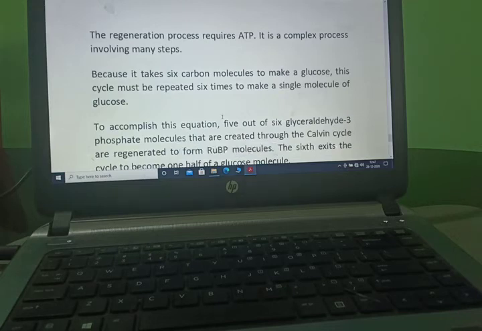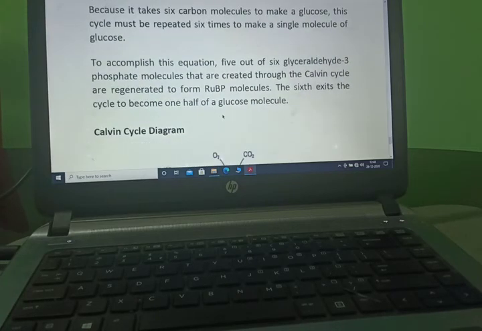Because it takes 6 carbon molecules to make a glucose, this cycle must be repeated 6 times to make a single molecule of glucose. To accomplish this, 5 out of 6 glyceraldehyde 3-phosphate molecules that are created through the Calvin cycle are regenerated to form RuBP molecules. The 6th exits the cycle to become 1/2 of a glucose molecule.